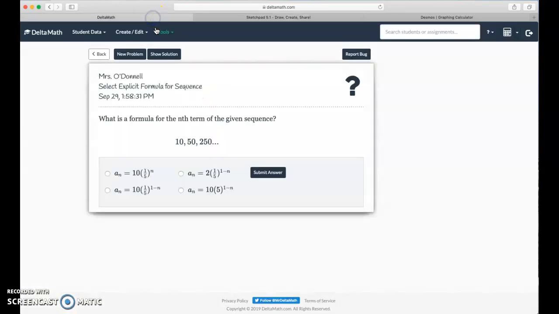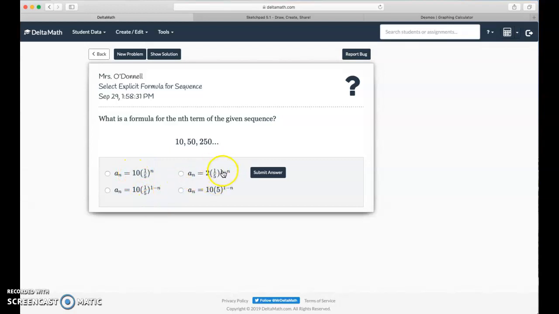Okay, so I'm going to hop back over to Delta Math. I'm going to click this one. What's going on here? I said 2 times 5 to the n. Why are none of these matching? They're not giving me a good matching sequence, which is making me frustrated. So let's see here. We could try 1/5 to the first power times 10. That's not going to work.